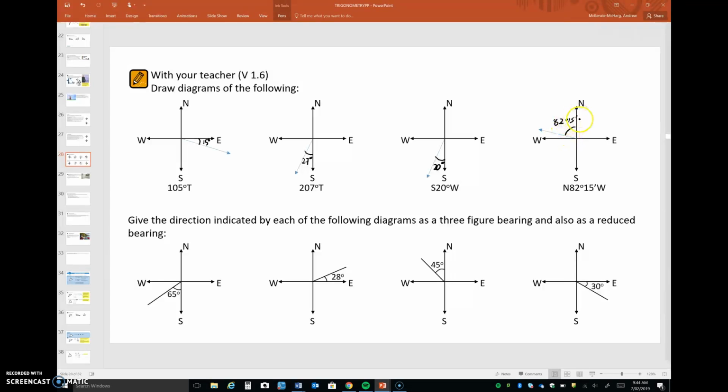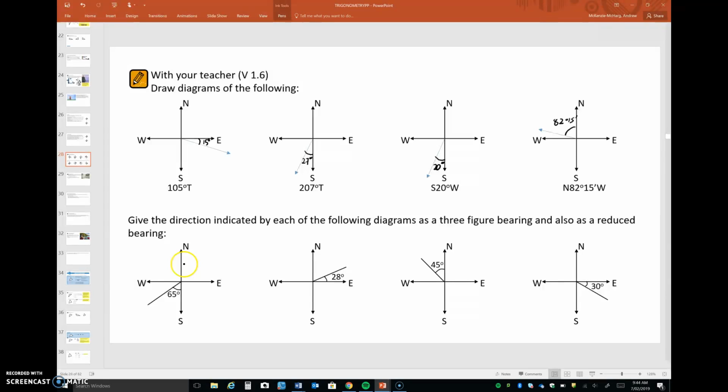82 degrees, 15 minutes. So, like I said, you don't have to have exactly the same direction as me, so long as it's pretty close, that would be fine. And yeah, just as long as you mark in those angles to show that you understand where the angle should go. Okay, let's now try these ones down the bottom, which give us the diagram of the bearing, and we need to give three-figure or true bearings and reduced bearings for these. Okay, so I'm going to give three options for each one.